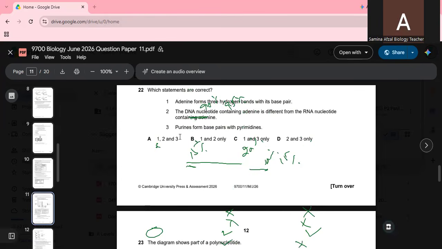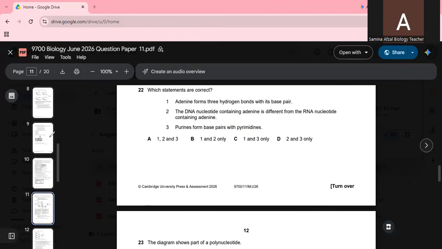Now question number 22. Which statement is correct? Adenine forms 3 hydrogen bonds with its base pair. This is incorrect because adenine pairs with thymine or uracil with only 2 hydrogen bonds. So this is not correct.